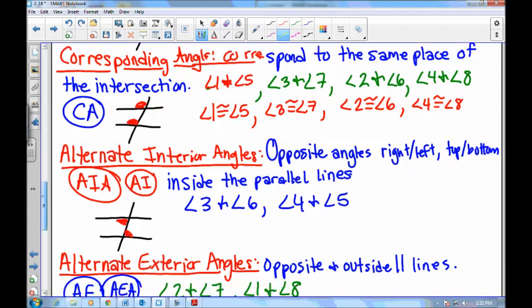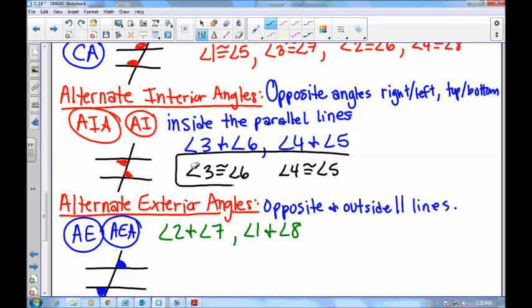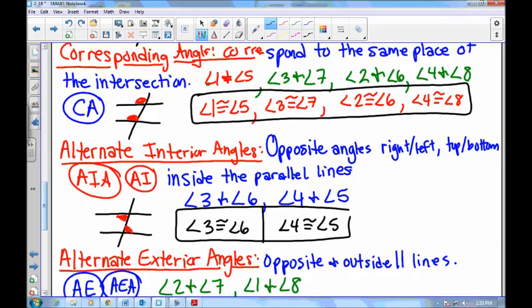Go to your paper. We're going to write. We only had 2 pairs. We're going to say that they're congruent. Angle 3 is congruent to angle 6. Angle 4 is congruent to angle 5. I'm actually probably going to box these up so they stick off the page a little bit. And box these ones up just to remind us that they are congruent. Angle 3 is congruent to angle 6. Angle 4 is congruent to angle 5.